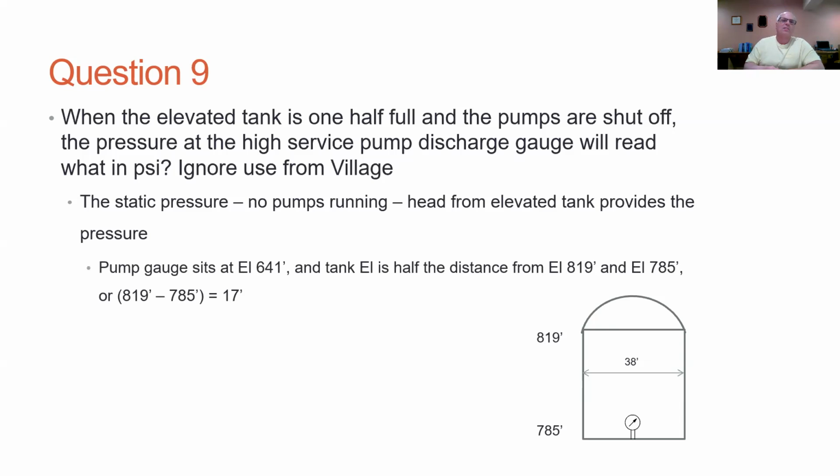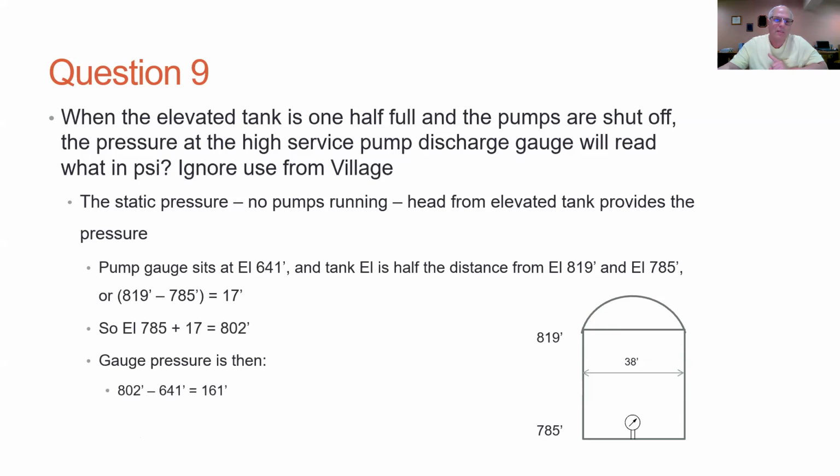You know that your pump gauge sits at 641 feet. So the tank elevation at half distance from 819 to 785 is 17 feet. So 785 plus 17, the tank elevation at 1/2 full, must be sitting at 802 feet. So now it's a difference of 802 feet to the pump center line. So the gauge pressure, not the atmospheric pressure, but the gauge pressure must be 802 minus 641, or 161 feet. And I can convert that to PSI by multiplying again by the 0.433. And I come up with 69.7 PSI. Okay, hopefully you did well on that one too.